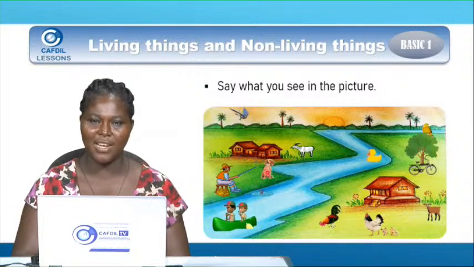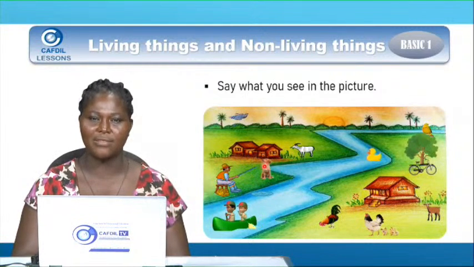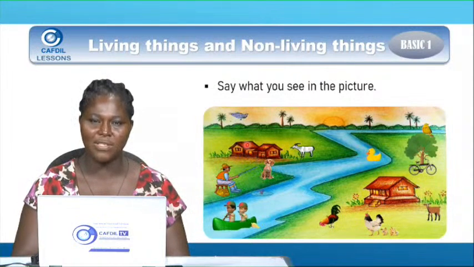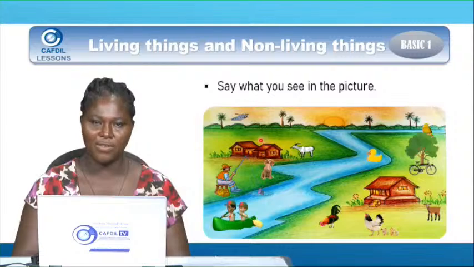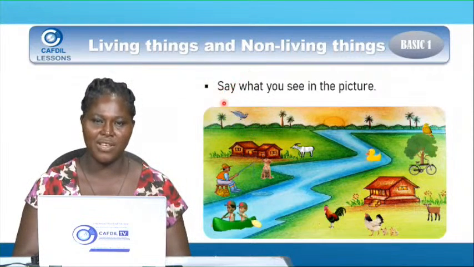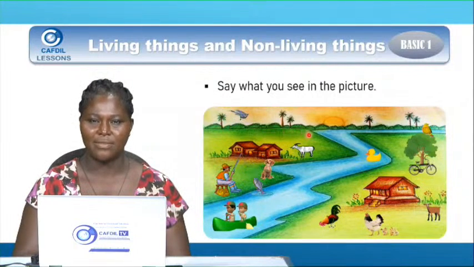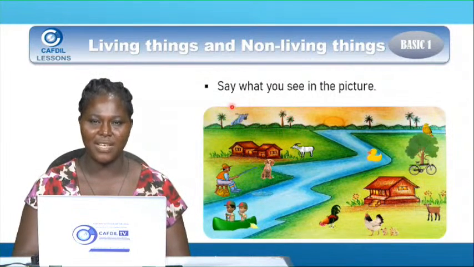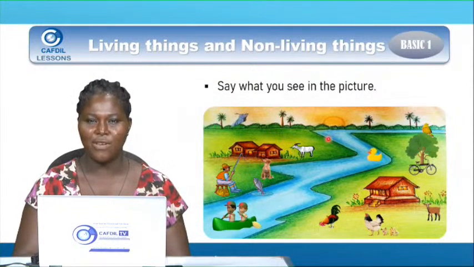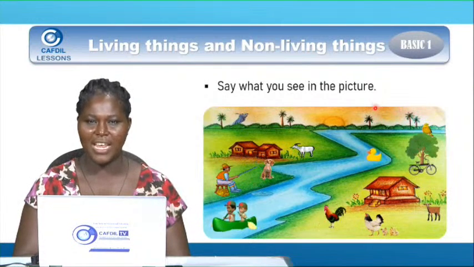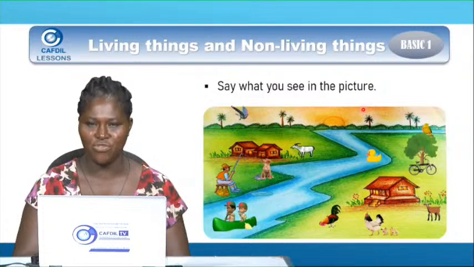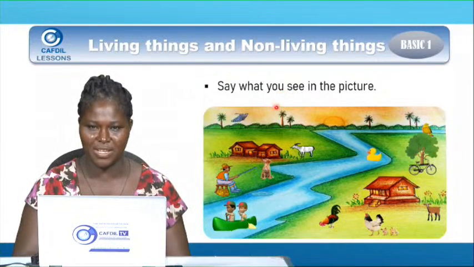Now let's look at another one. We have a dog. Now we have 2 houses. We have trees at the back of the river. Let's look at it. We have 1 here, 2 trees. We have another tree, and we have 2 trees. And they are coconut trees.